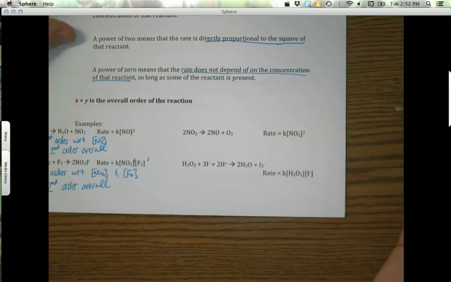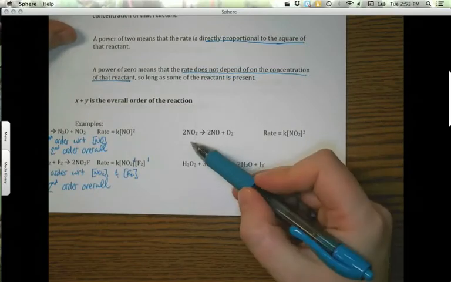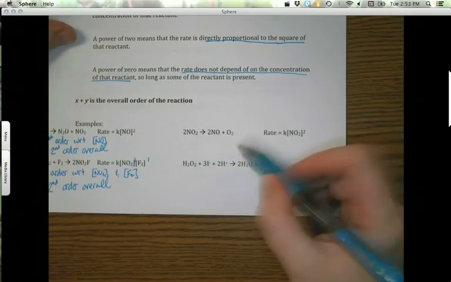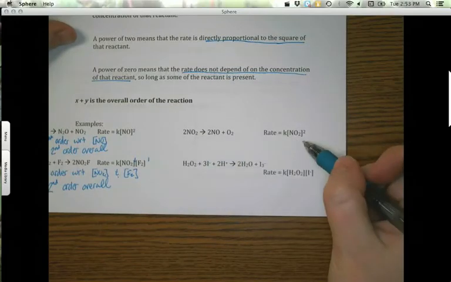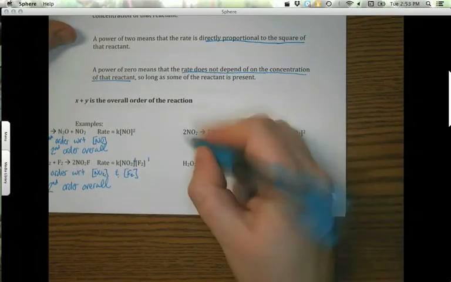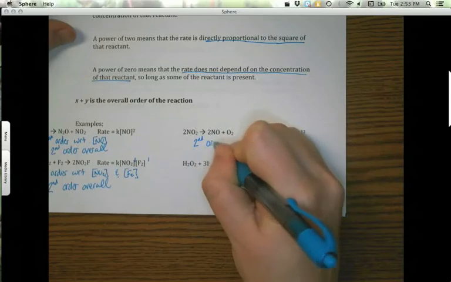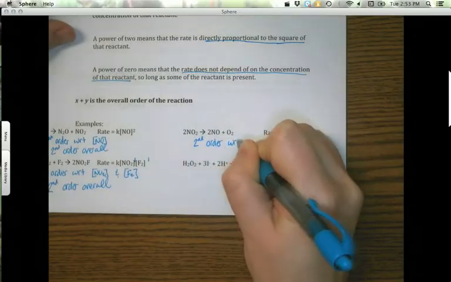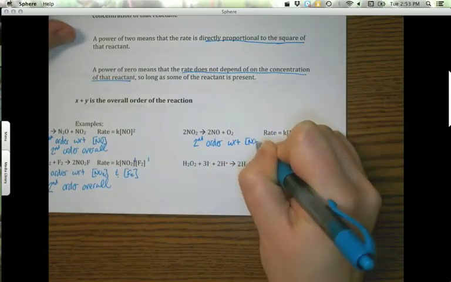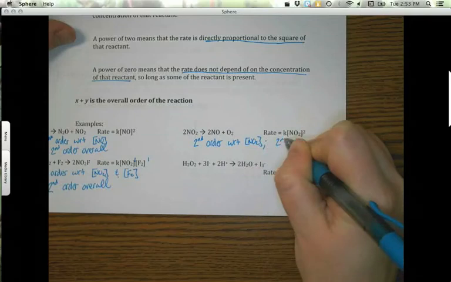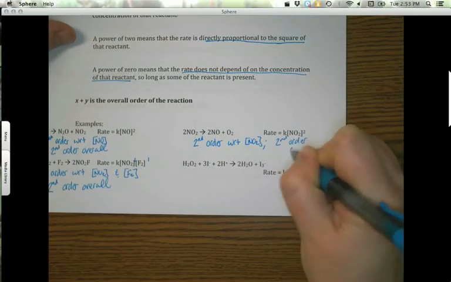Alright, let's take a look at this third one. NO2 yielding nitrogen monoxide and oxygen. Our rate, we have NO2 to the second power, so it's second order with respect to NO2, and it's second order overall.